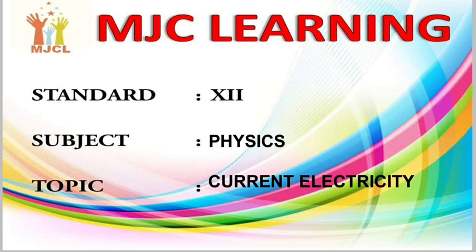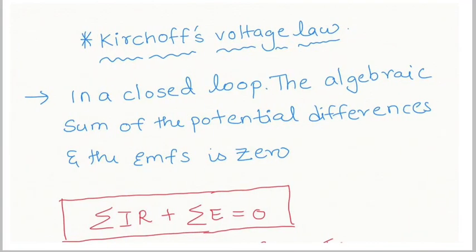In the previous lecture we talked about Kirchhoff's first law, which says the amount of current entering a junction will be exactly the same as the amount of current leaving the junction. Now we will be talking about Kirchhoff's second law, or Kirchhoff voltage law, which also has another name, Kirchhoff loop law.